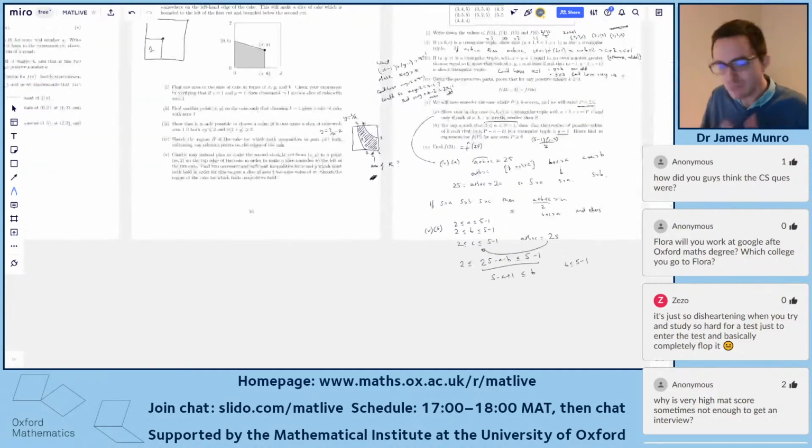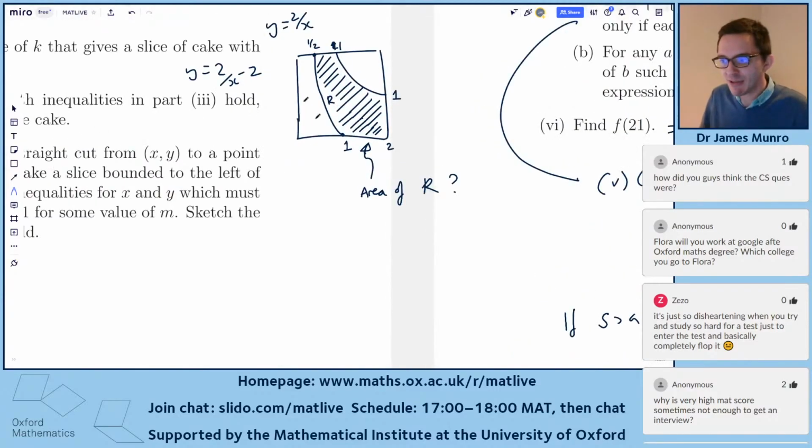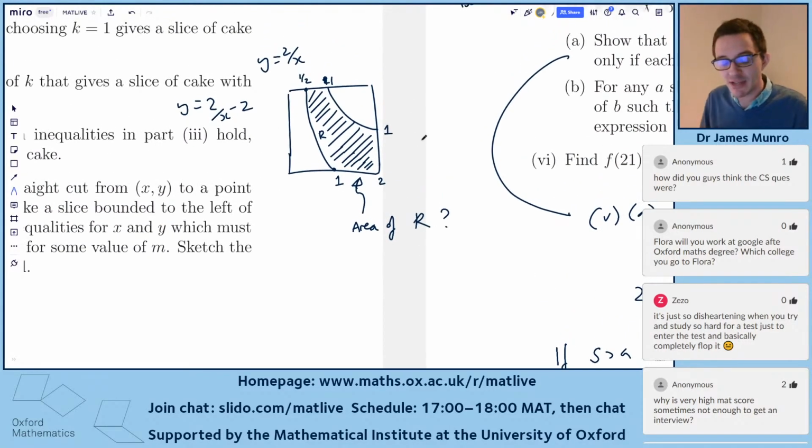Your homework, if you choose to accept it, is to think about this area from question 4 and to try and work out how big it is, either using integration or geometry methods or both.